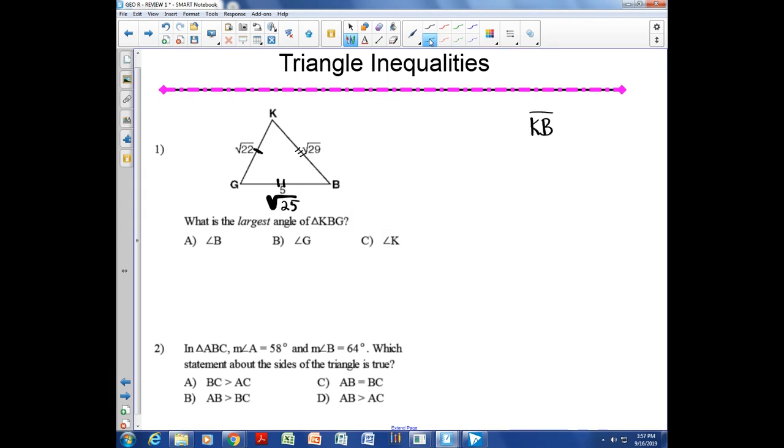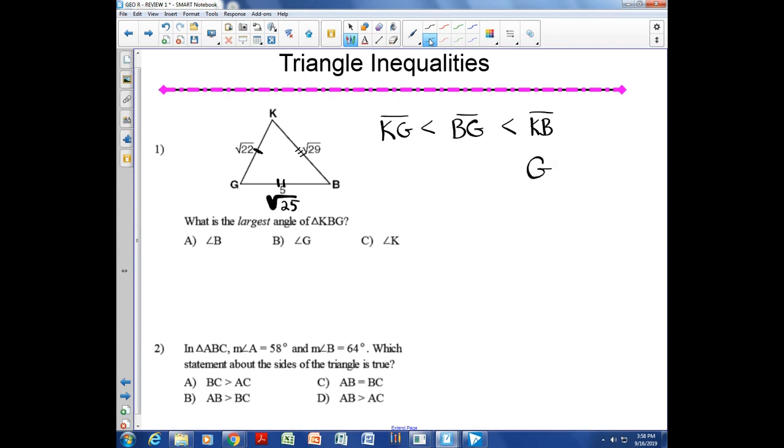is my longest side, which is greater than side BG, which is my middle side, which will be greater than KG, which is my shortest side. When I write out the order of the sides, it makes it really easy to understand the idea of opposite angle, because this triangle has 3 letters, K, B, and G. So when I look at a side KB, I say, what letter's missing? And the letter that's missing is G.